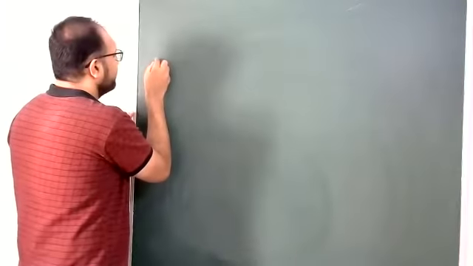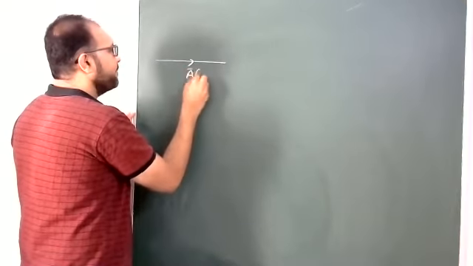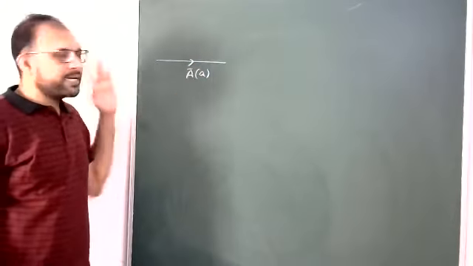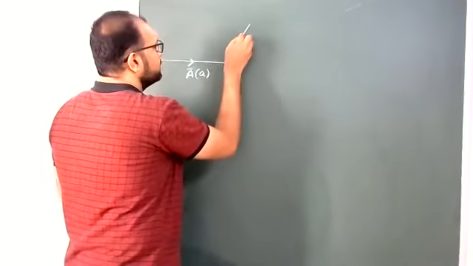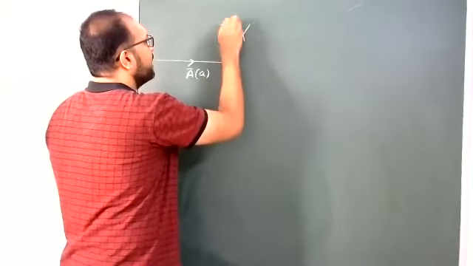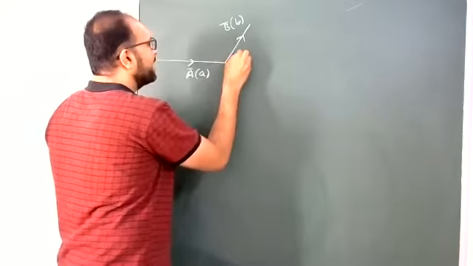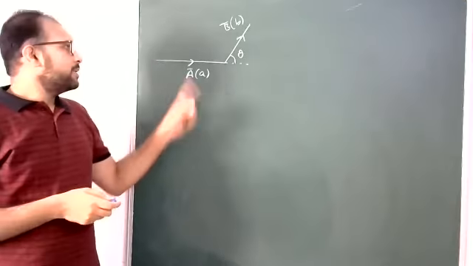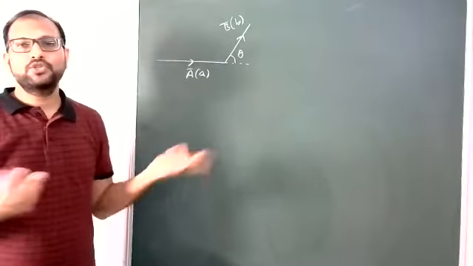Subtraction is very similar to addition. This vector is A bar, magnitude A, suppose. This is another vector B bar, magnitude B. With respect to A, the angle is theta. So A bar and B bar are two vectors making an angle theta. Magnitudes we know, A and B.